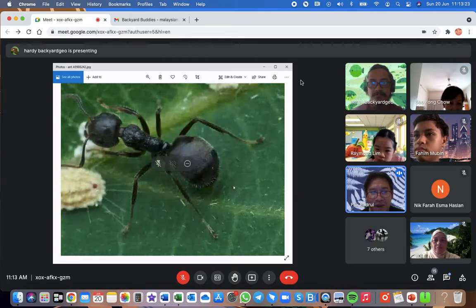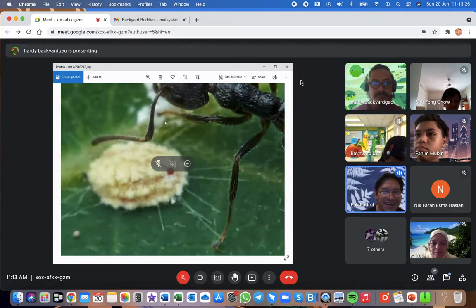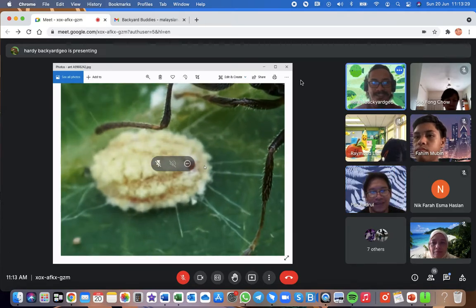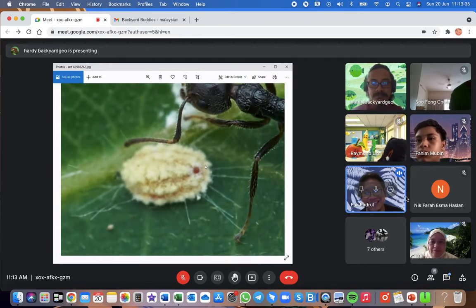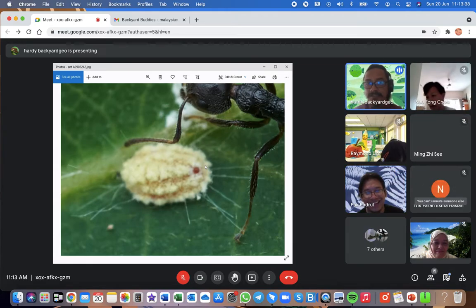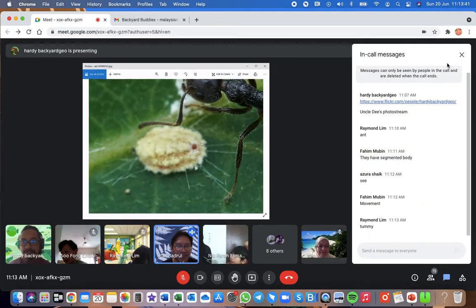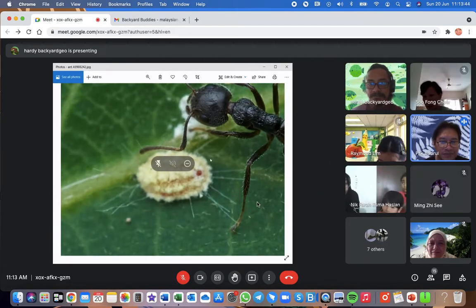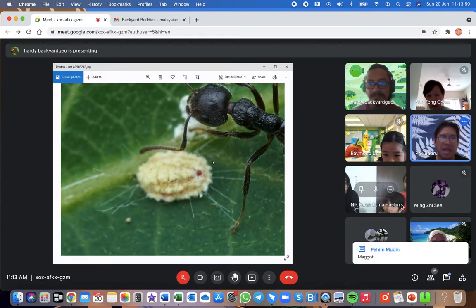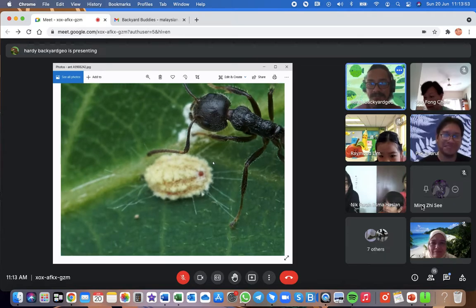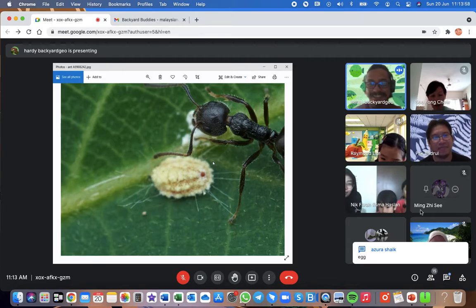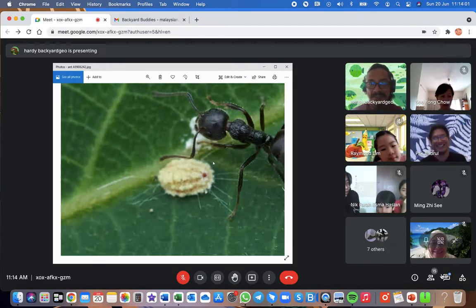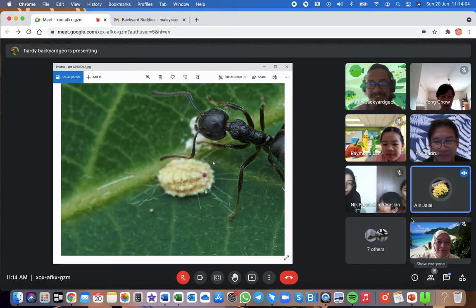What about the white organism? Is it an insect or is it something else? Can you guess? Give a wild guess, based on the features that we were talking about. Is it an insect? No. Maggot? I don't think so, no. Egg? Oh, very good guess, but no. Sorry, that's not correct. Anyone can guess? Oh, it's not a caterpillar.